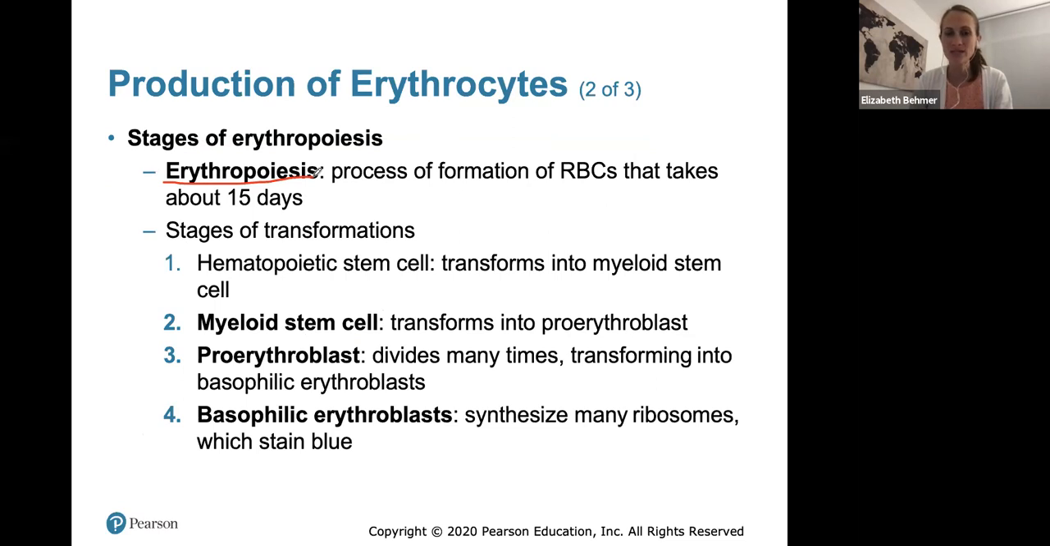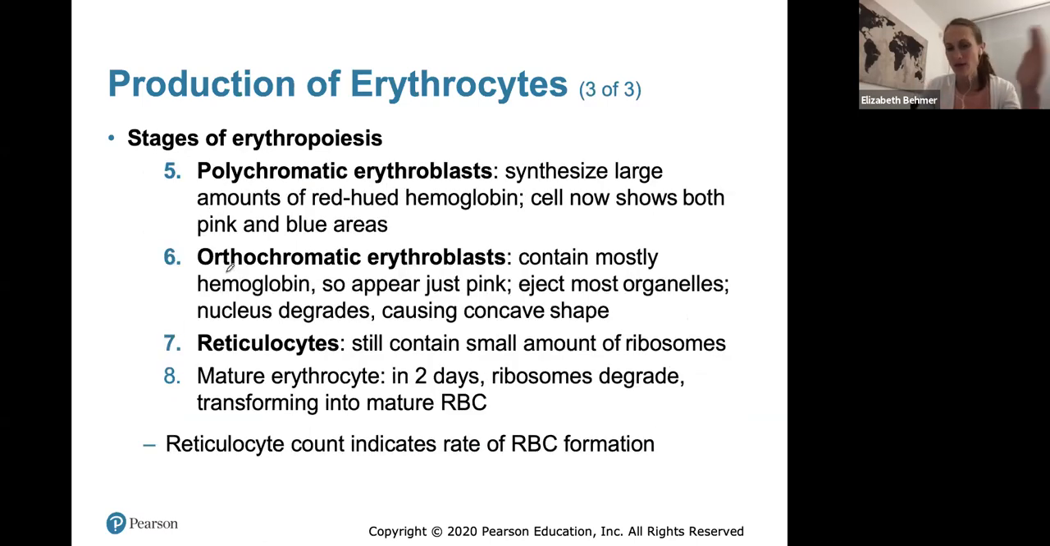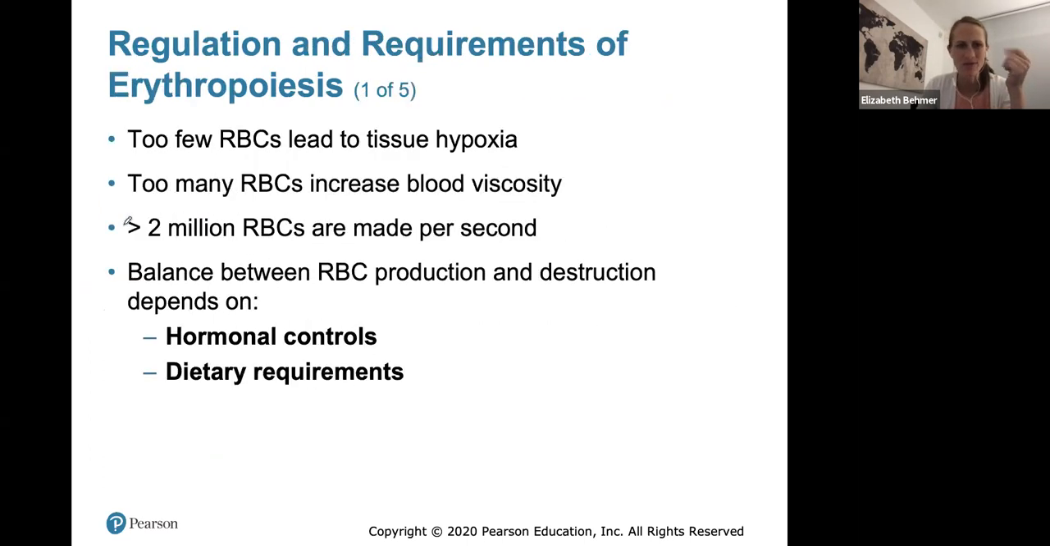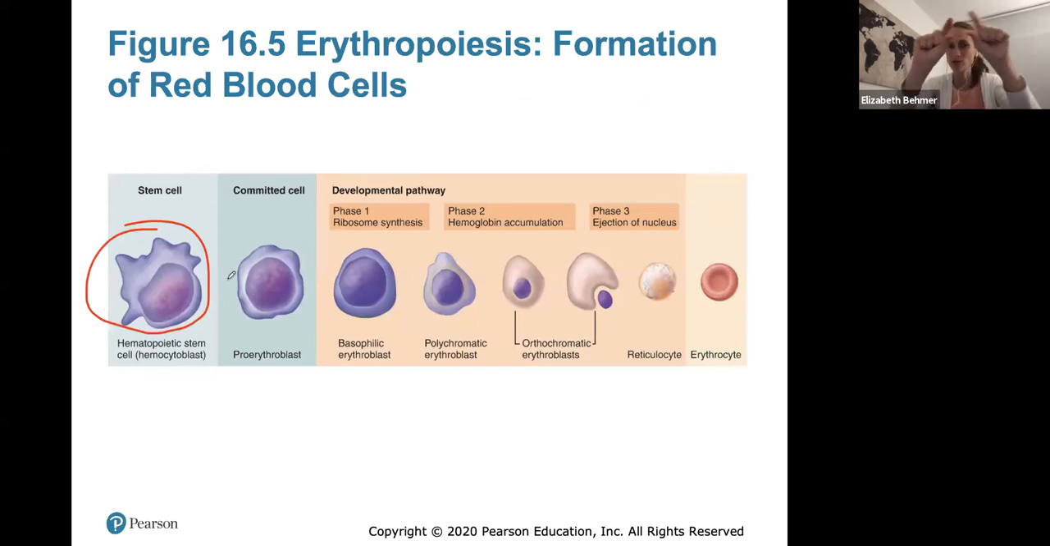It takes about 15 days. And the important thing is that all your cells, no matter if it's a white blood cell or red blood cell, it all begins with a hematopoietic stem cell. But you guys don't need to know necessarily the stages of erythropoiesis. What I do want to show you is what that stem cell looks like. They're also called hematocytoblasts. And I think we even have a different picture that shows how it then goes on to form or differentiate all the different types of cells in general.